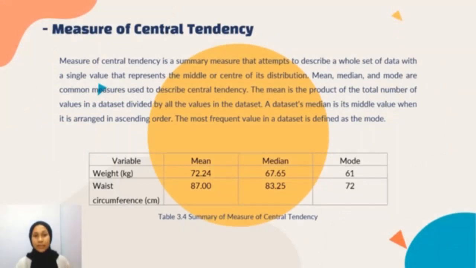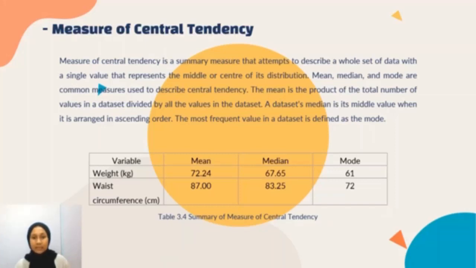Measure of central tendency is a summary measure that attempts to describe a whole set of data with a single value that represents the middle or center of its distribution. Mean, median, and mode are common measures used to describe central tendency. Table 3.4 shows the summary of measure of central tendency for this research.